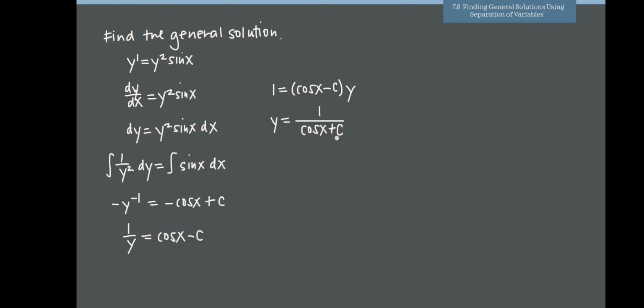And the reason is because if we left this as cosine of x minus c, just hypothetically, let's say we were given an initial condition and we were able to plug in and solve for the value of c. And we found that c was equal to 3, such that we had cosine of x minus 3, and that was our solution. Well, if we change this to a positive sign, what's going to happen is that when we go to solve for the value of c, we'll end up with c equals negative 3, and we'll still come out with cosine of x minus 3. We'll get the same result.